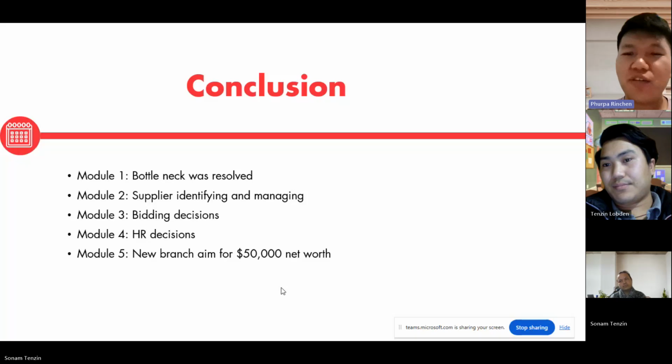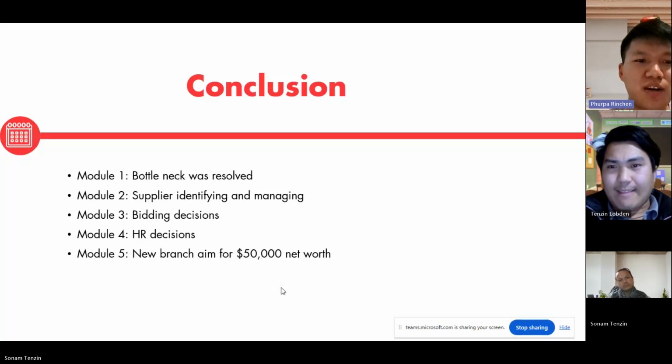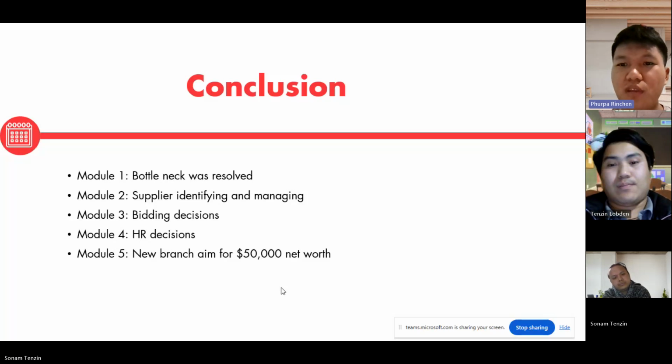Thank you guys for the wonderful presentation. So in module one, we identified the bottleneck and we resolved it by reprioritizing the production of different goods based on their deadline, and then we also upgraded our machine. In module two, our objective was to determine suppliers, and we selected our supplier based on three factors, which are cost, quality, and time of the contract. And then in module three, we did bidding decisions based on reputation, quality, price, worth, and weeks.